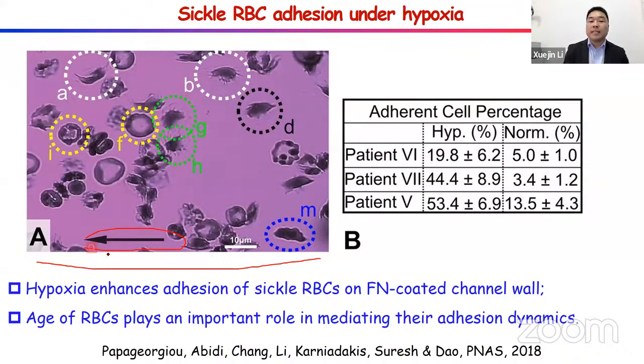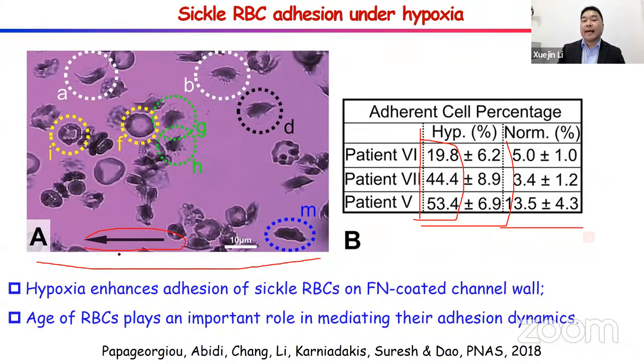And from the measurement, we have two main findings. First, we find that hypoxia can enhance the adhesion of sickle red blood cells. From the table on the right, you can see more cells adherent to the wall surface in hypoxia conditions, like in these numbers. And these numbers are much higher than those of normal conditions, right?